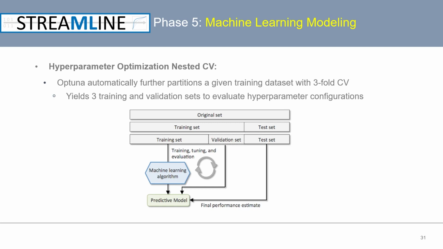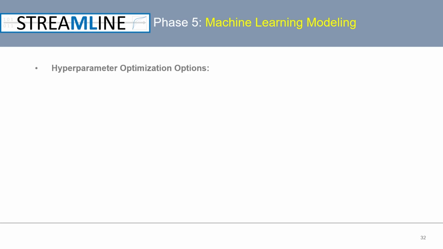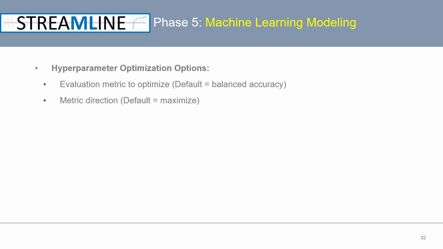Within STREAMLINE, Optuna automatically further partitions a given training dataset with threefold cross-validation, yielding 3 training and 3 validation sets to evaluate hyperparameter configurations. While in a separate video we'll cover STREAMLINE run parameter options in more depth, we'll briefly talk about hyperparameter options here. The first is the evaluation metric used to conduct the optimization. STREAMLINE uses balanced accuracy by default. Next, we have the metric direction, indicating whether we want to maximize or minimize the target evaluation metric. And for balanced accuracy, we want to maximize it during optimization.